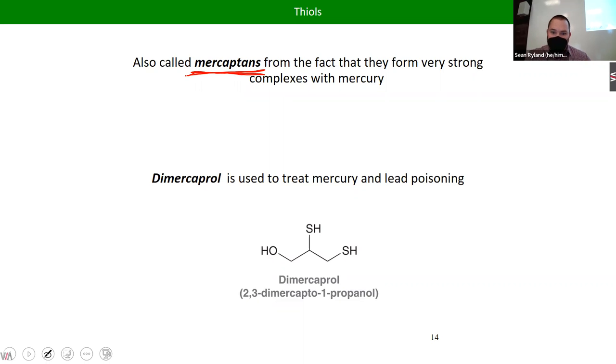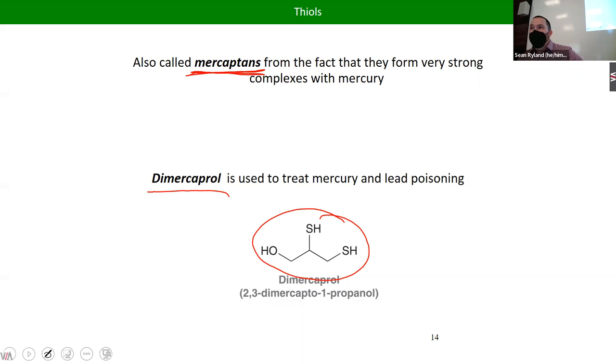So this is one example. Dimercaprol is still used to treat mercury poisoning to some extent. We have better options now, but this is still a very useful and cheap compound. Basically, this shape allows the sulfurs and the oxygen lone pairs to surround a mercury ion and hold on to it so that it doesn't form attractive bonds with any of the compounds in your cells, with any of the proteins. And then once it's in your bloodstream, your kidneys basically filter it out.